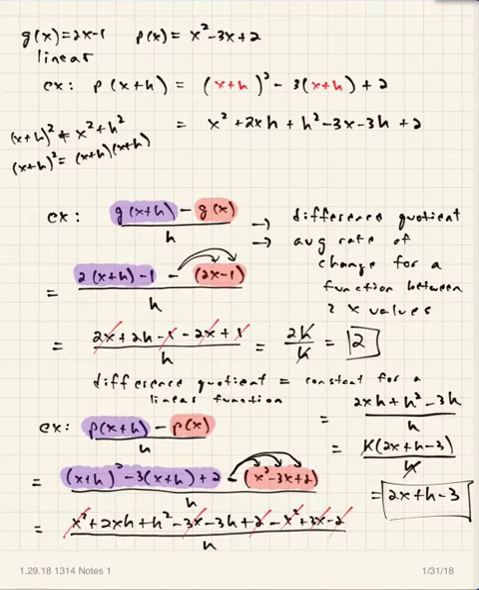All right. Now we're going to look at one more difference quotient problem. Let's say that I've got the function f of x is equal to 6. It's a constant function, notice.